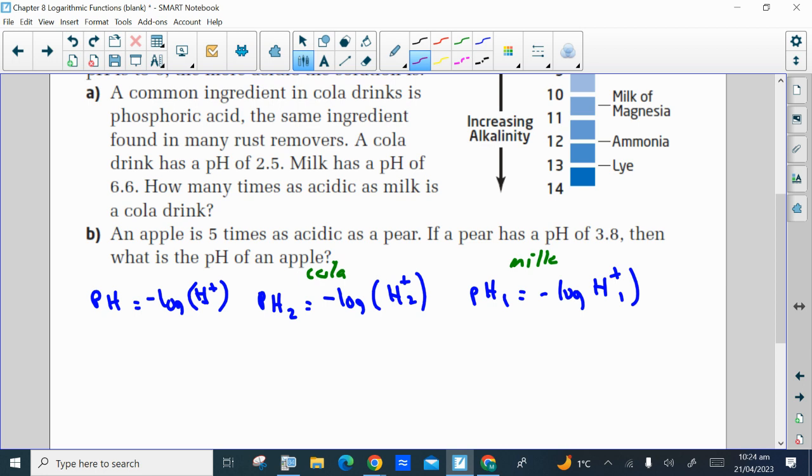So like we did before, we'll set up a subtraction statement, because that will allow us to use the laws of logarithms, use the quotient law to get a division. How many times more acidic is cola compared to milk? We have to divide them to get that. And the quotient law tells us that we first have to start with a subtraction statement. So it'll be pH2 minus pH1, which will equal negative log H positive 2 minus negative log H positive 1.